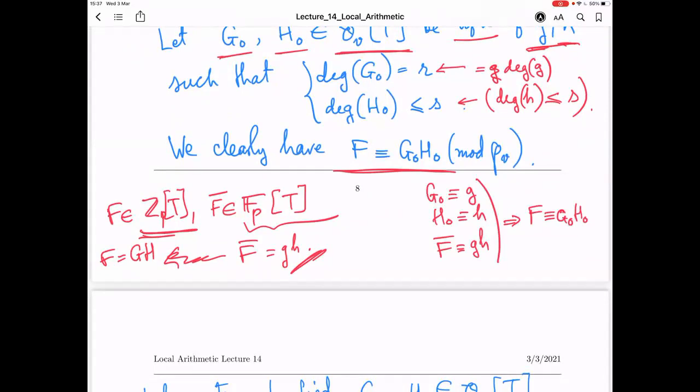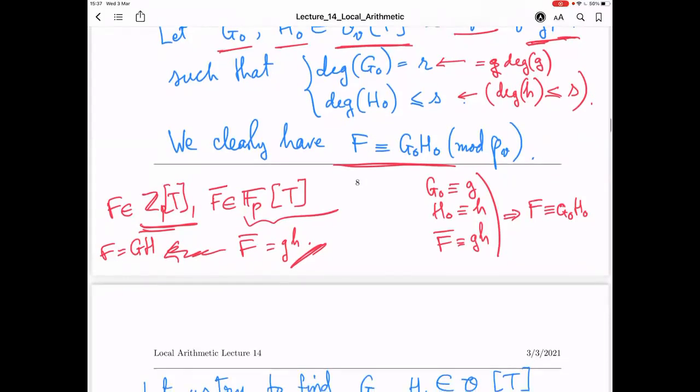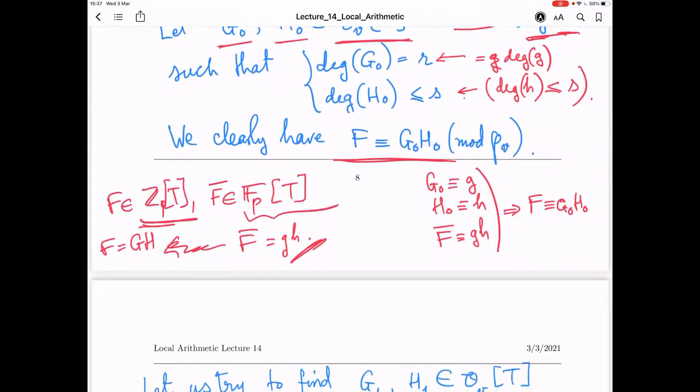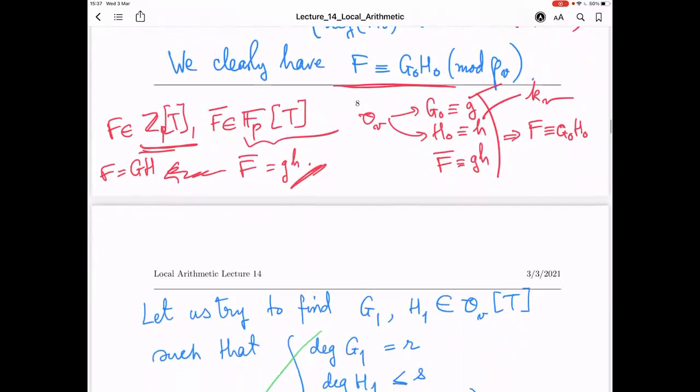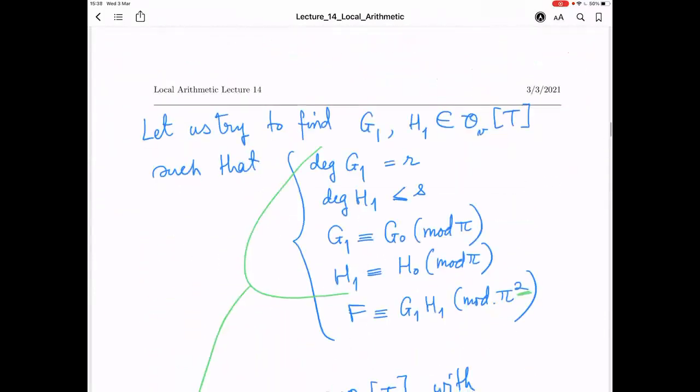Now I've not done anything, I've just renamed things a little bit. The difference is that little g and little h had coefficients in KV, whereas G naught and H naught have coefficients in OV. I mean, they lift G and H, etc. But we are basically just renaming a few things. The real work starts now.